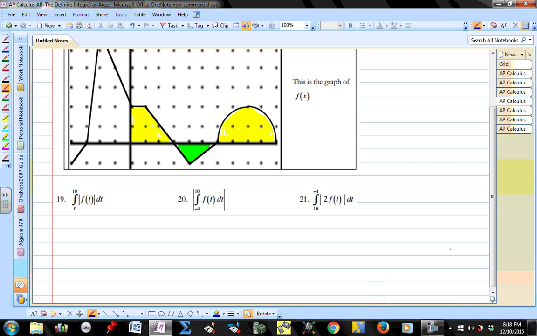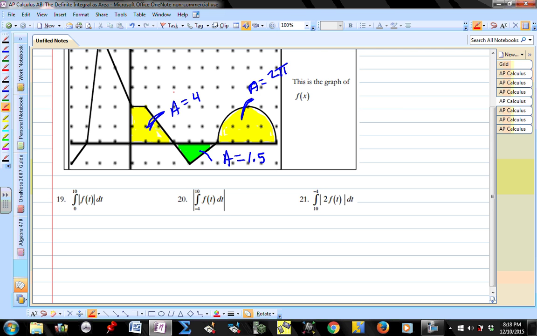Okay, in problem number 19, now we're asked to find the integral of the absolute value of f from 0 to 10. I've shaded the regions in yellow where we have positive y values and the regions in green where we have negative y values. Remember that the area that we found for this very first region was 4. The area that we found for this second yellow region was 2 pi. And the area of this green region was 1.5.